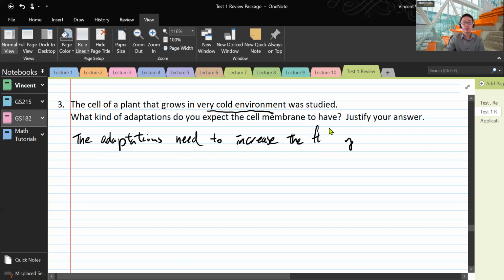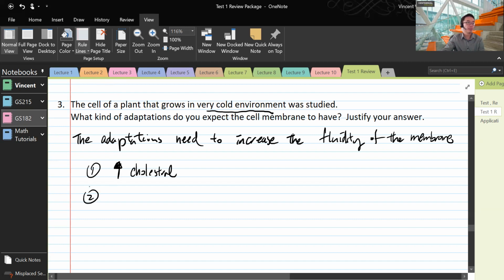Oh my goodness. Fluidity of the membrane. Okay. And how do we do that? That's right. We need cholesterol, as Sita said. Increase cholesterol. That's a good one. What's another one that we need?